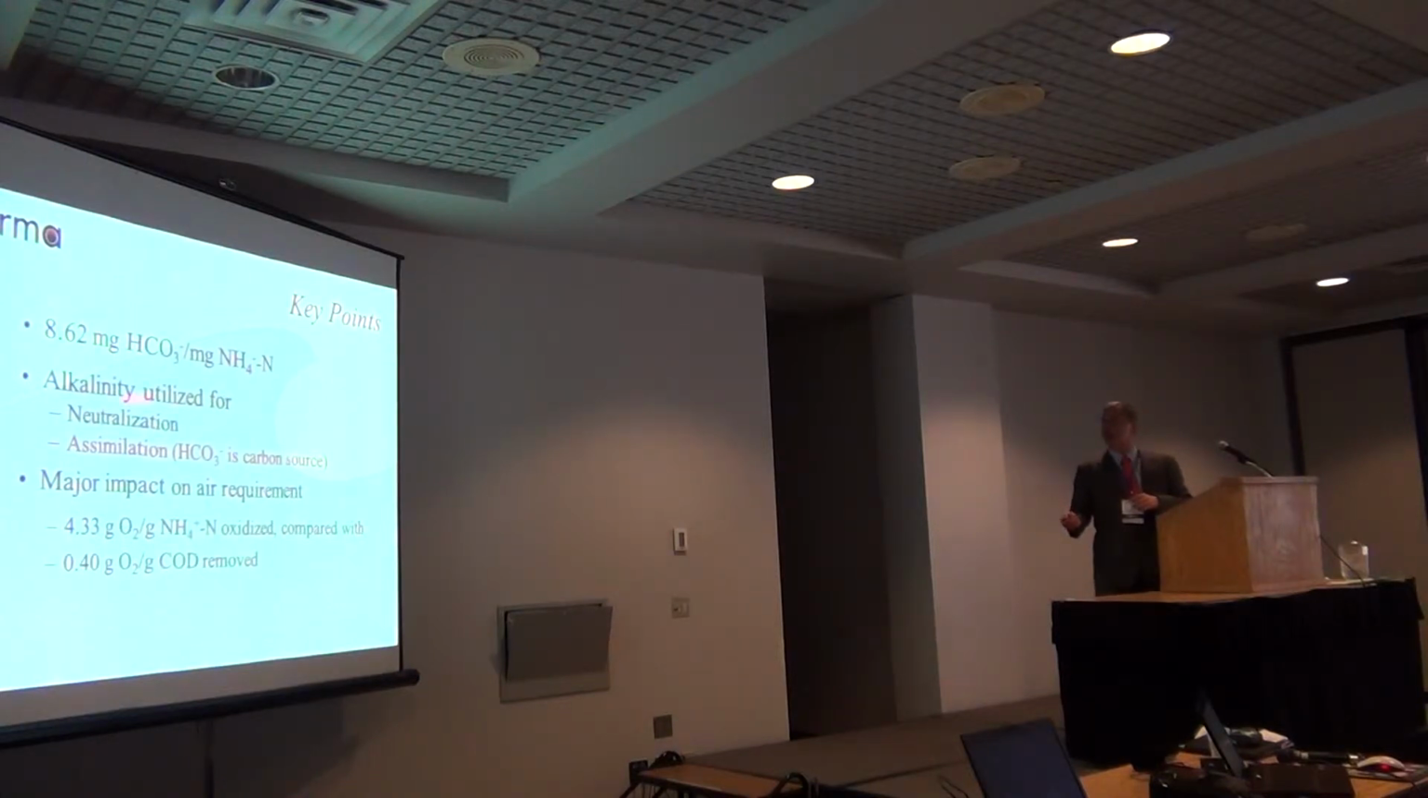Now, a lot of times it's overlooked. People assume that alkalinity is used for the neutralization. A small portion, as I've tried to stress here, is assimilated as a carbon source. The major impact, and this is pretty significant, is when you try to upgrade a plant that's just doing BOD and TSS removal: you need 4.3 grams of oxygen per gram of ammonia oxidized, compared with just getting rid of COD or BOD, which is 0.4 grams. It's a tenfold increase. It's a pretty significant increase in cost.